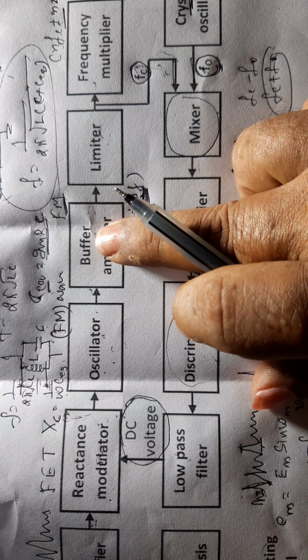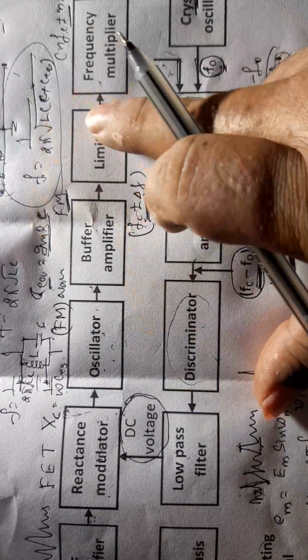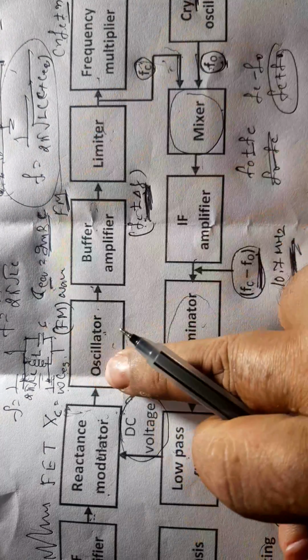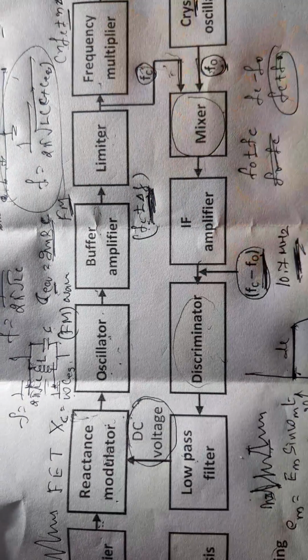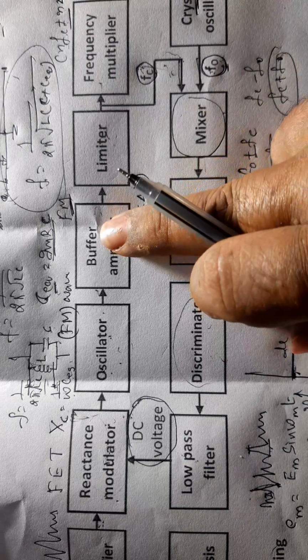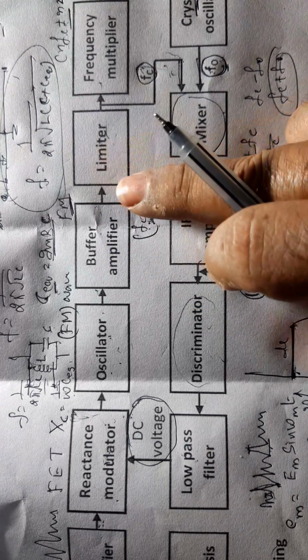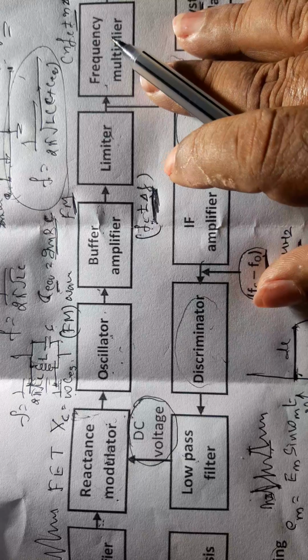It feeds the entire voltage of the previous stage to the next stage, or simply we can say that it isolates the previous one from the next one. Frequency multiplier, it multiplies the frequency. Even if this fc coming from the frequency modulated wave is high frequency, if it is not sufficiently high, you have to multiply it. That is done by the frequency multiplier.